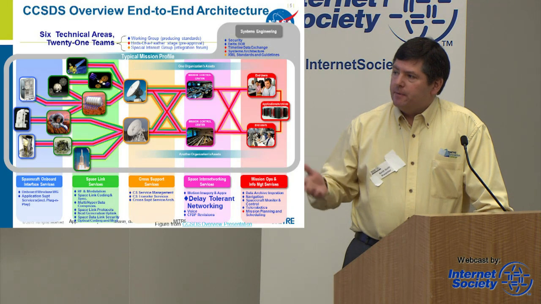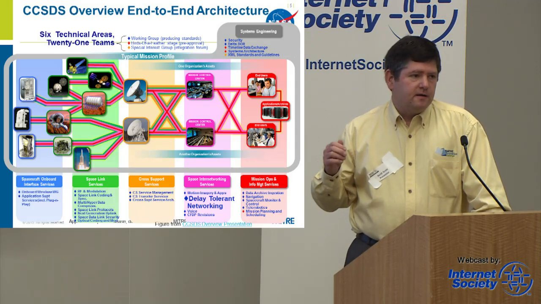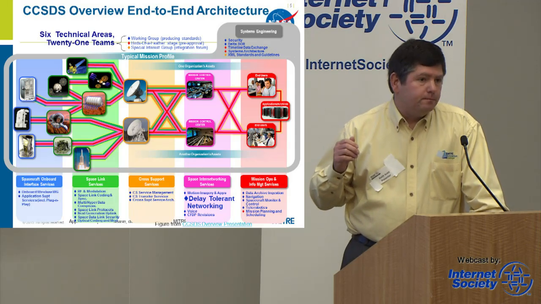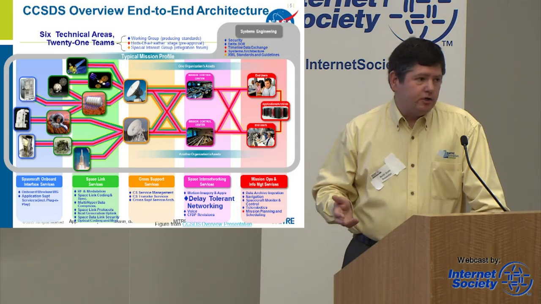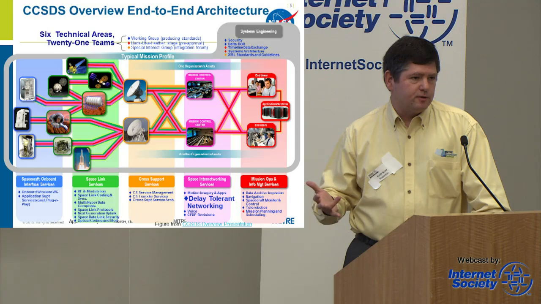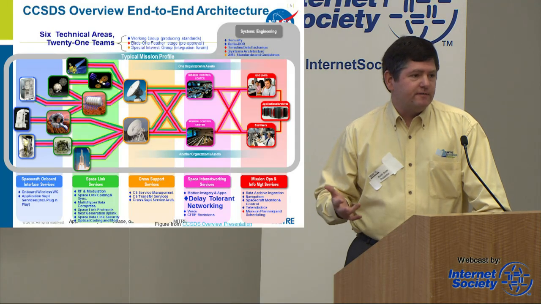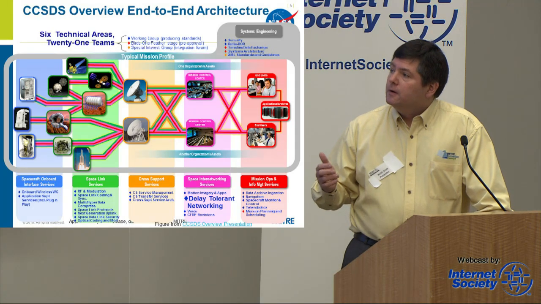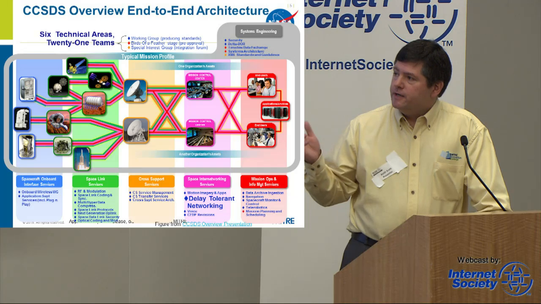What are some of the application support services that you need? So they're looking at things like electronic data sheets for how you can take bunches of parts and put them together and integrate them into a spacecraft and know that that spacecraft is actually going to do what you want it to do. There's an area in SpaceLink services.